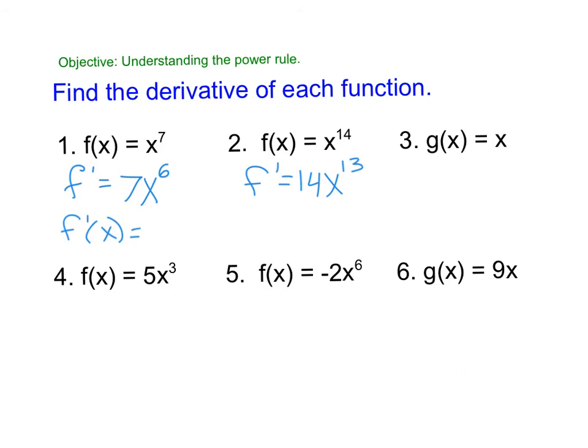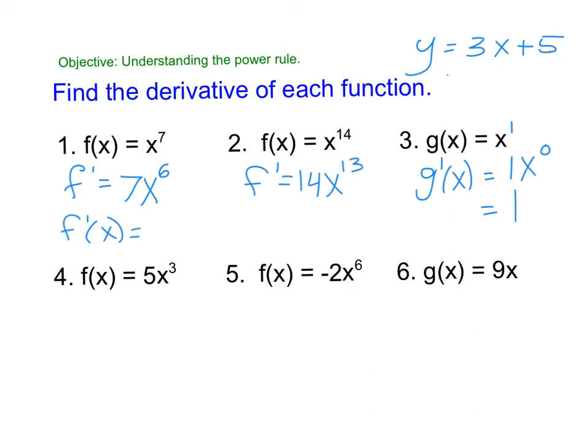What's my exponent here? There's really a 1 there. So the 1 comes down front. What's 1 minus 1? 0. What's anything to the 0 power? 1. So whenever you have a linear x, it goes away. Think about the equation of a line, right? y equals 3x plus 5.